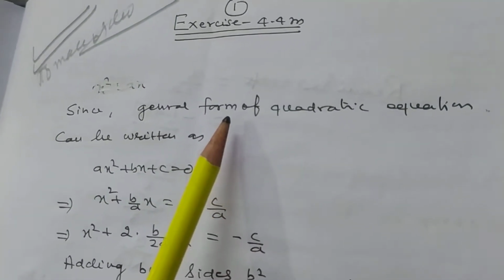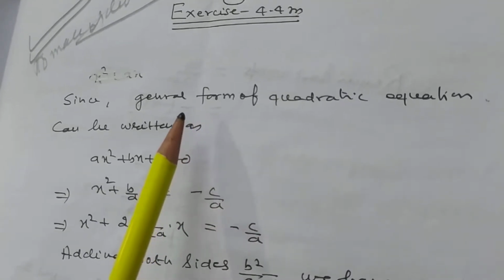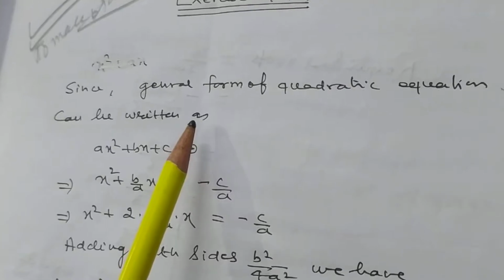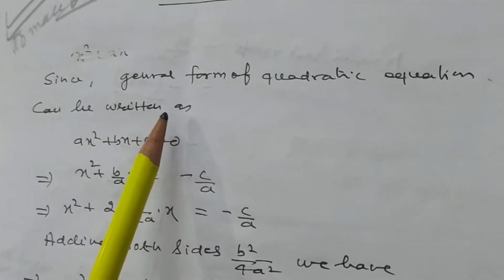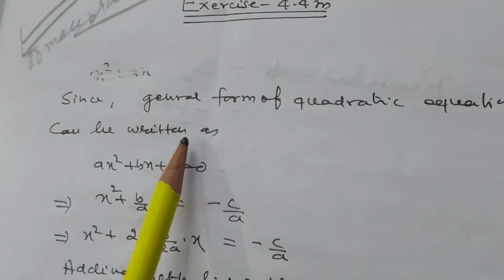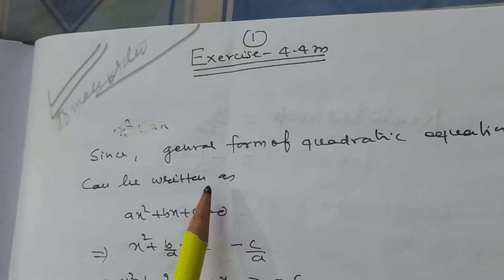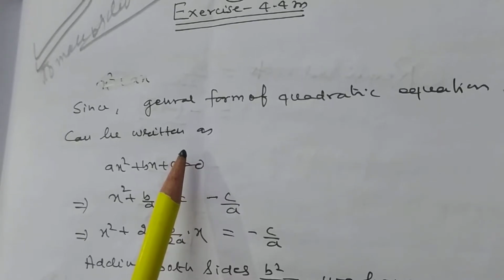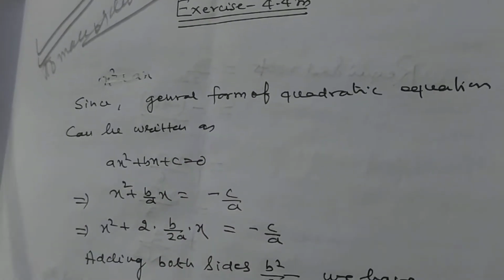Now we want to discuss a very important method by which we can find the roots of a quadratic equation. This method is known as finding the roots of a quadratic equation by completing the square, or by changing it into a complete square.